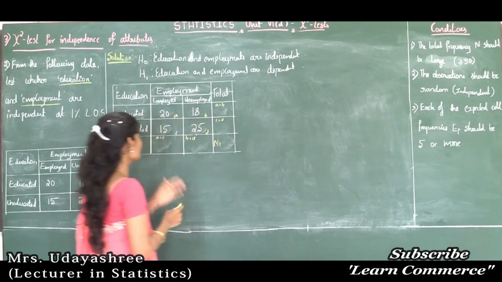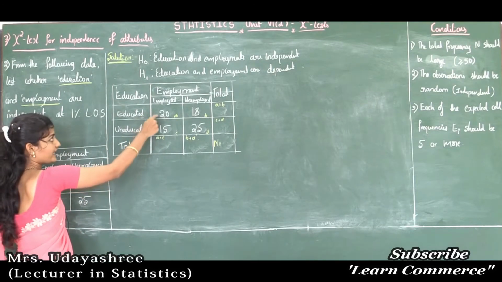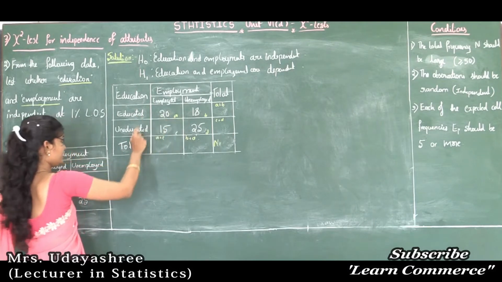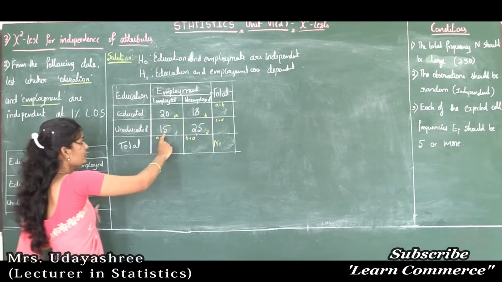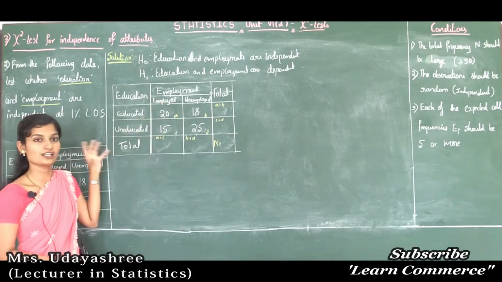And the given information is like this. Educated and employed is 20, educated and unemployed is 18, uneducated and employed is 15, and uneducated and unemployed is 25. These are the given information in the question.